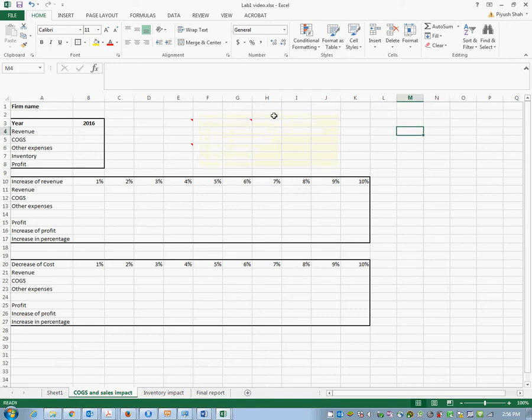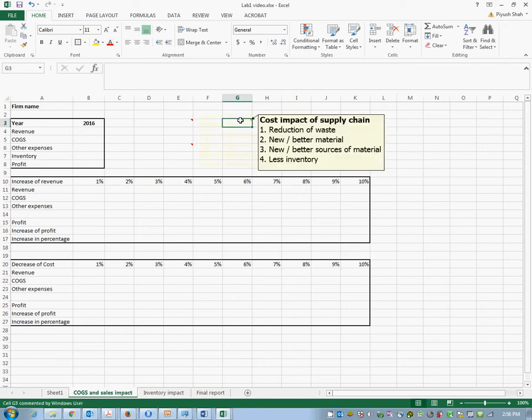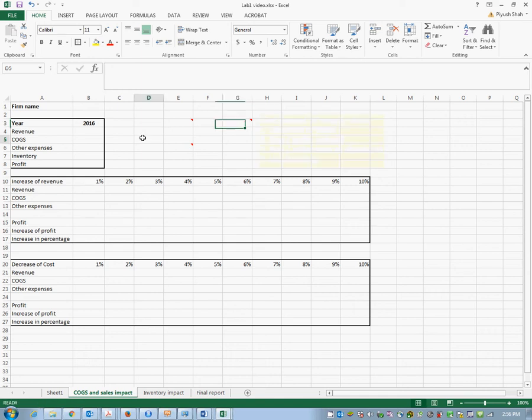On the cost side, the predominant idea is supply chain can reduce waste. Better materials, instead of using some hazardous plastic, we use biodegradable material. We use, let's say, cheaper sources. We have reduced inventory. But again, the whole idea is supply chain can increase sales, supply chain can reduce costs. We need to see how both of these impact profits in real life. So let's look at a real company and see how this works out for it.